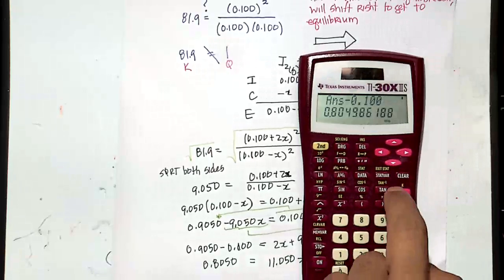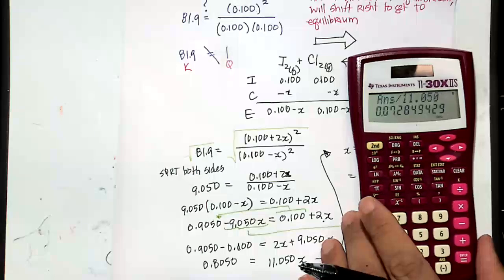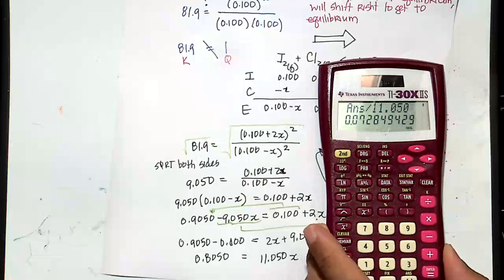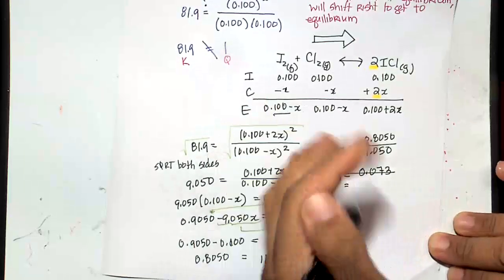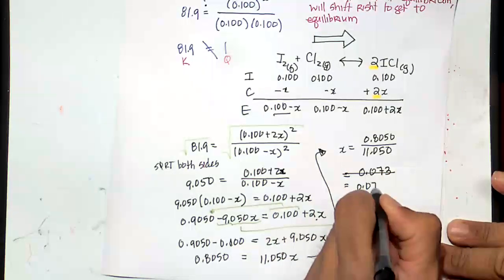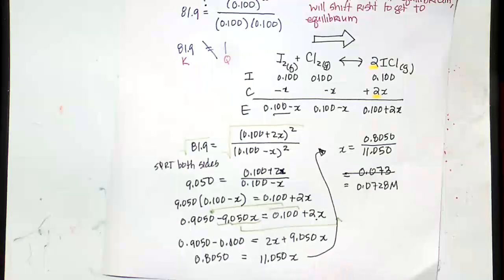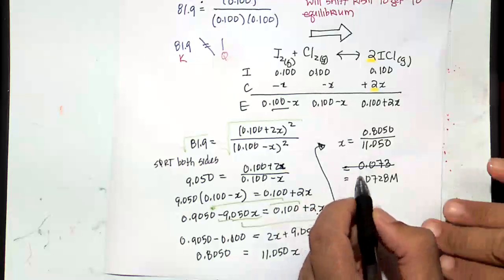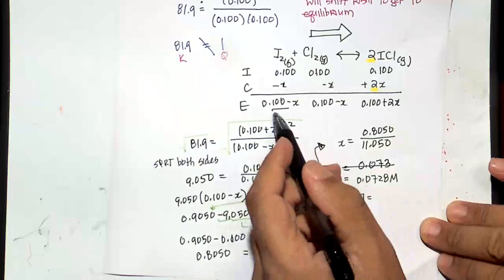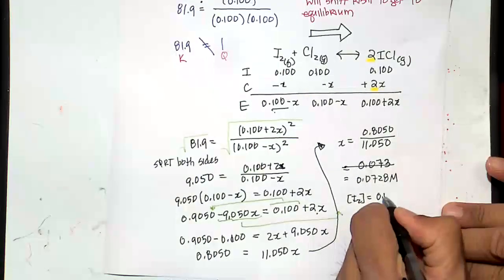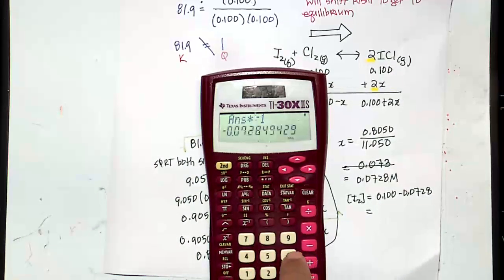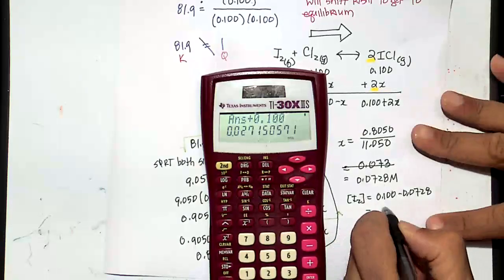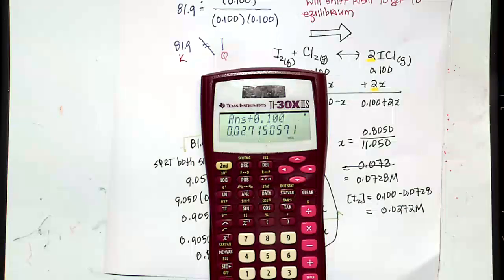And what's our final answer here? 0.0728, or 0.073 M. I'll do three decimals: 0.0728 M. So at equilibrium, final answer, I2 is 0.100 minus x, so 0.100 minus 0.0728, which is 0.0272 M. Make sure you put the units in here because a lot of students don't. The units are big M.